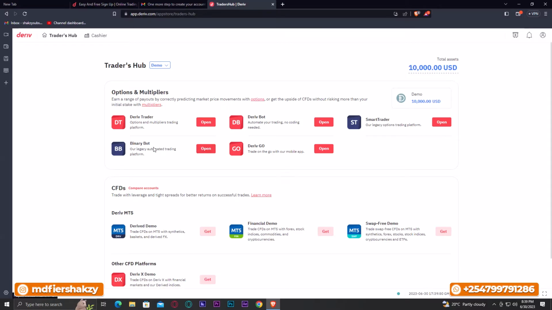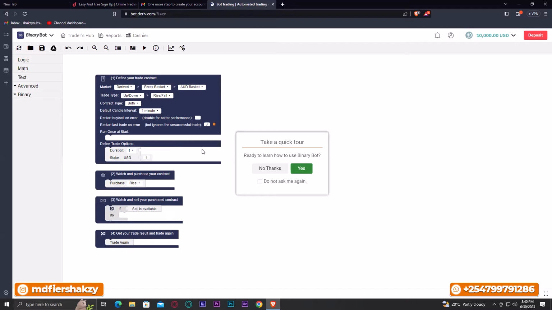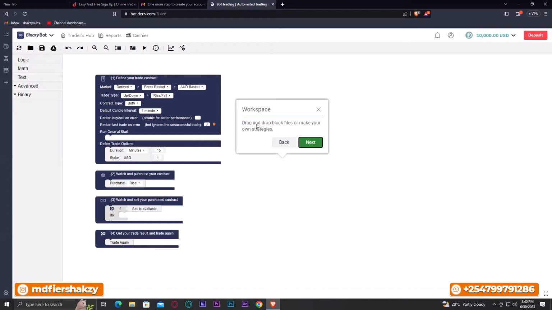So let's open Binary Bot. Look, you see here, Binary Bot. Let's open that so that it takes us to our site for trading. Ready to learn how to use binary bots? I will say yes, because whatever they are saying here, I want you also to learn and see. Let's say yes. They say drag and drop block files or make your own strategies.